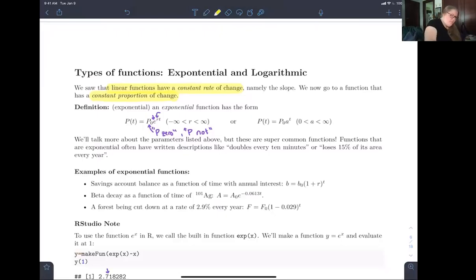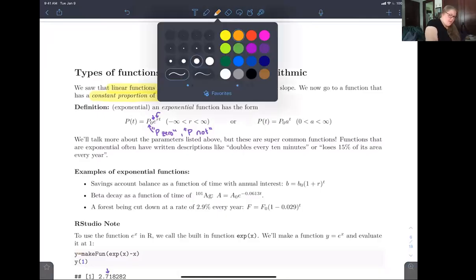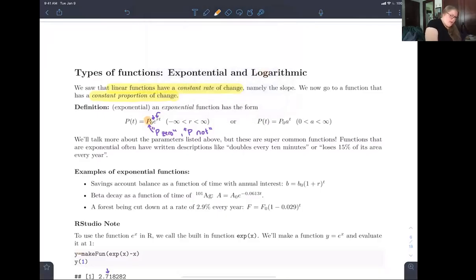So both P naught, probably too big, let's shrink that a little bit. Both P naught and R are numbers that we change to change how the function looks, which we'll again see in a minute. T is our variable. We can tell because we see T right here.